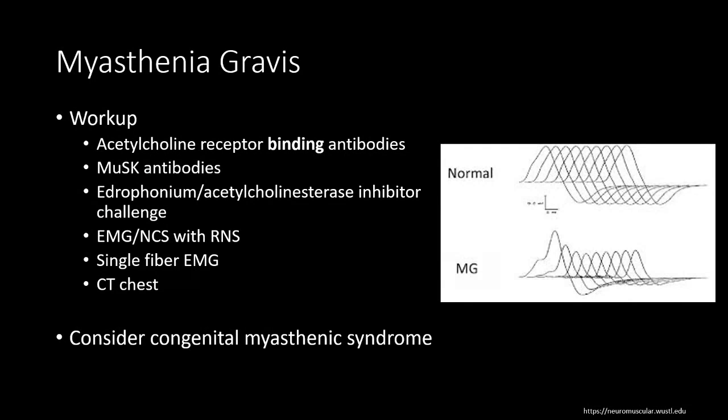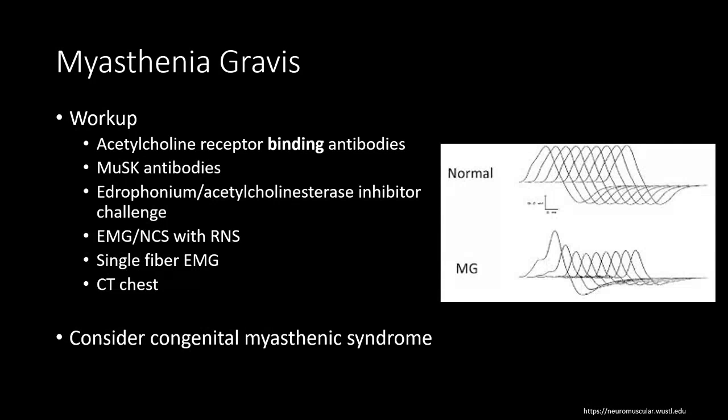So we really only need to send the binding antibodies because they are so much more commonly positive than MuSK. It's probably reasonable to just do the acetylcholine receptor antibodies first, and then if those are negative, you can look for MuSK. Clinically, you can give patients an acetylcholinesterase challenge and see if they improve. Classically, this was done with edrophonium IV, but this isn't done very often anymore, but it is an option. EMG nerve conduction study should be done with repetitive nerve stimulation, and you'll see, as I've illustrated on the right here, a decrement in the CMAP amplitude with repetitive nerve stimulation. I'm going to talk about that a little bit more here in a minute.